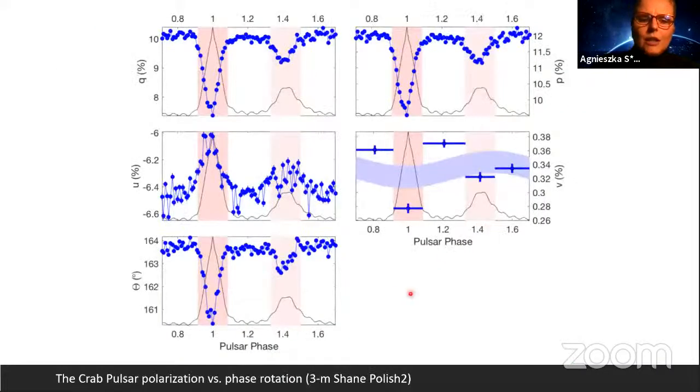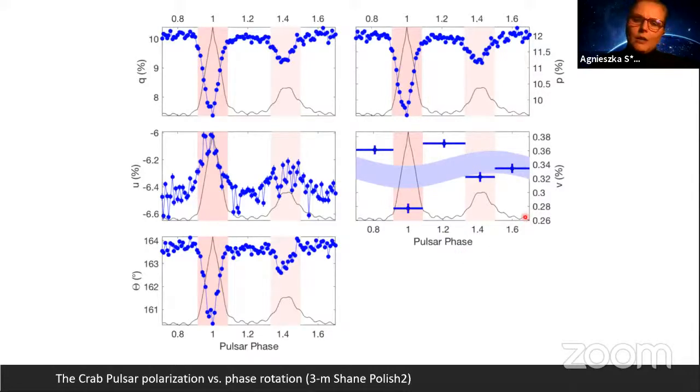So here are very preliminary results from Polish 2. The polarization degree, but it's still gross, so it's not nebula and background subtracted. So here you see the Q, U and position angle as a function of rotation, but also, what is probably the most important here, the modulation of the circular polarization as a function of the rotation of the Crab pulsar.